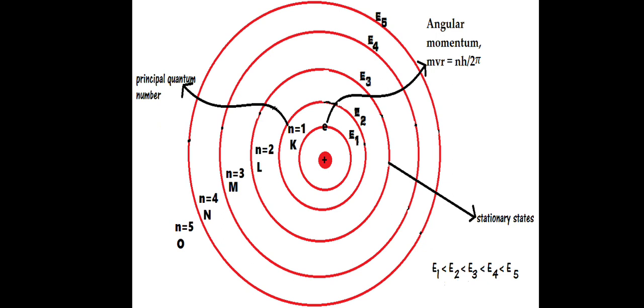So the main important point in this is, as long as the electron remains in a particular orbit, it will never lose or gain energy. This means that the energy of an electron in a particular orbit always remains constant. That is the reason why we call them stationary states. Moving on to the next postulate.